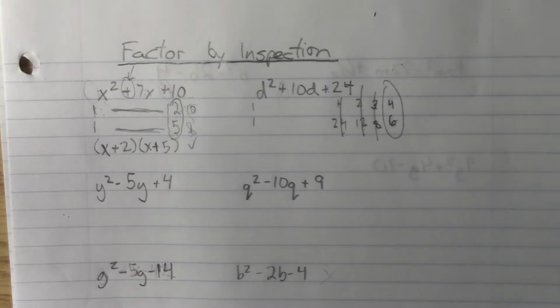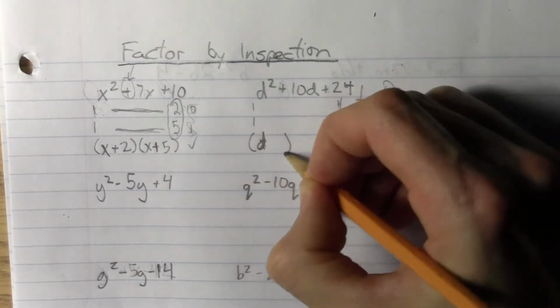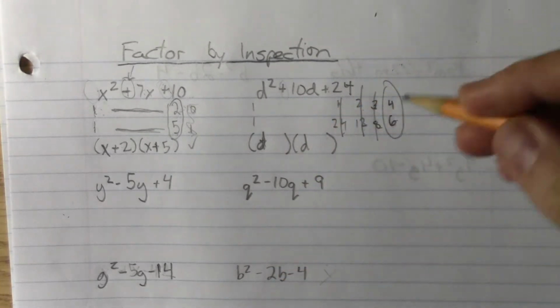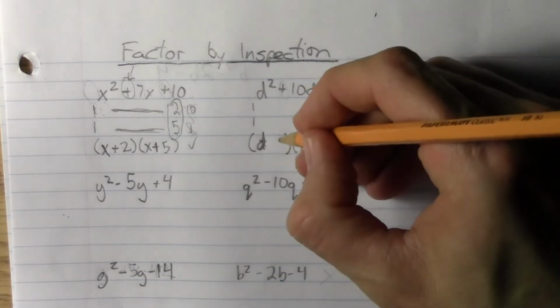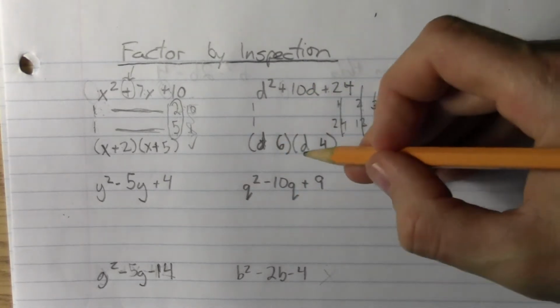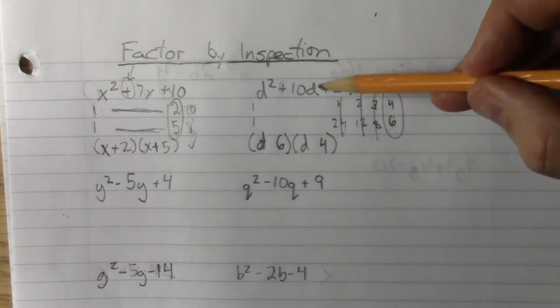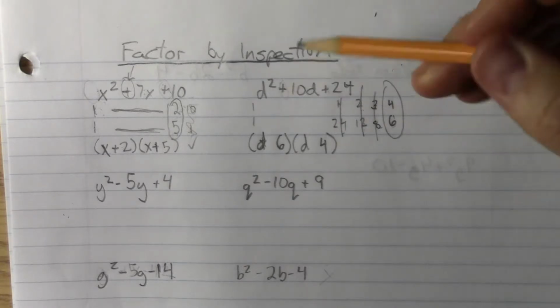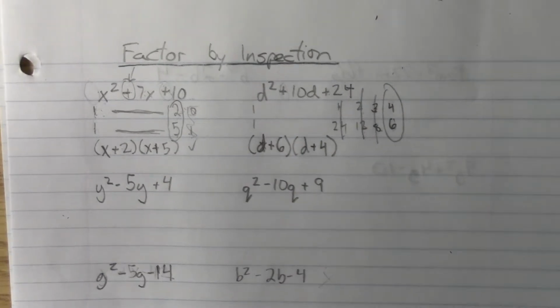Okay? So I go and I write out my one step. In this case, D and D. Always write it like this. Write your two numbers, 4 and 6. And now do the signs at the end. So it's positive, so they're both the same sign. What sign? It's positive sign. Positive 6 and positive 4. Done. Okay?